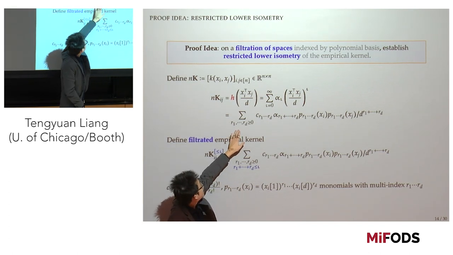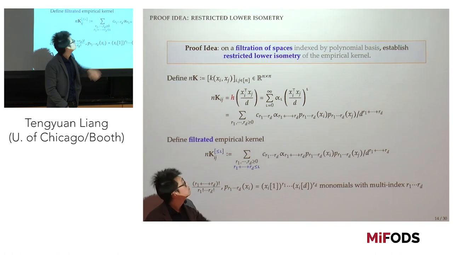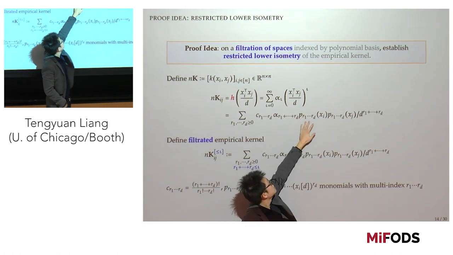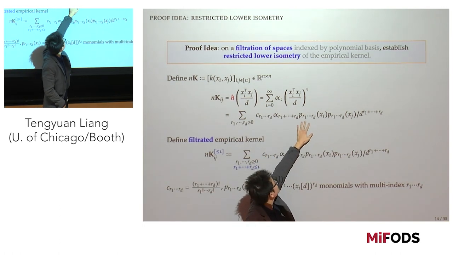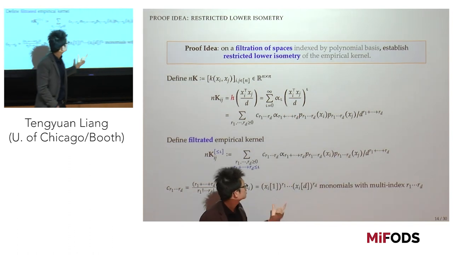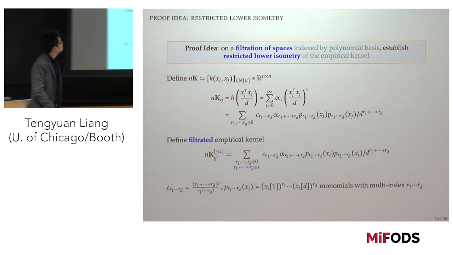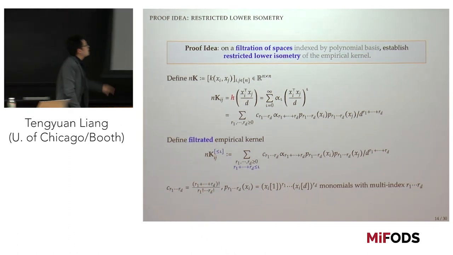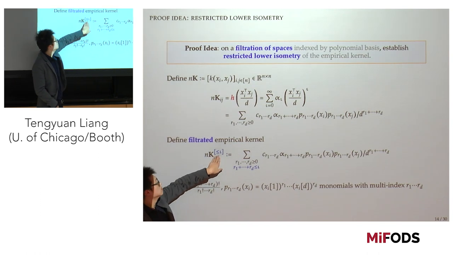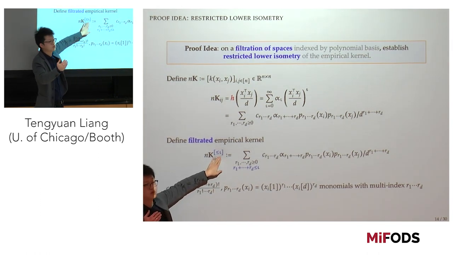So now you can expand this inner product term, right? This is just basic calculations. You can write the above line into the product, which are actually indexed by monomials. There's nothing fancy, just do algebra here. Let me define a filtrated empirical kernel, upper thresholded by the degree of the polynomial monomials that we look at.